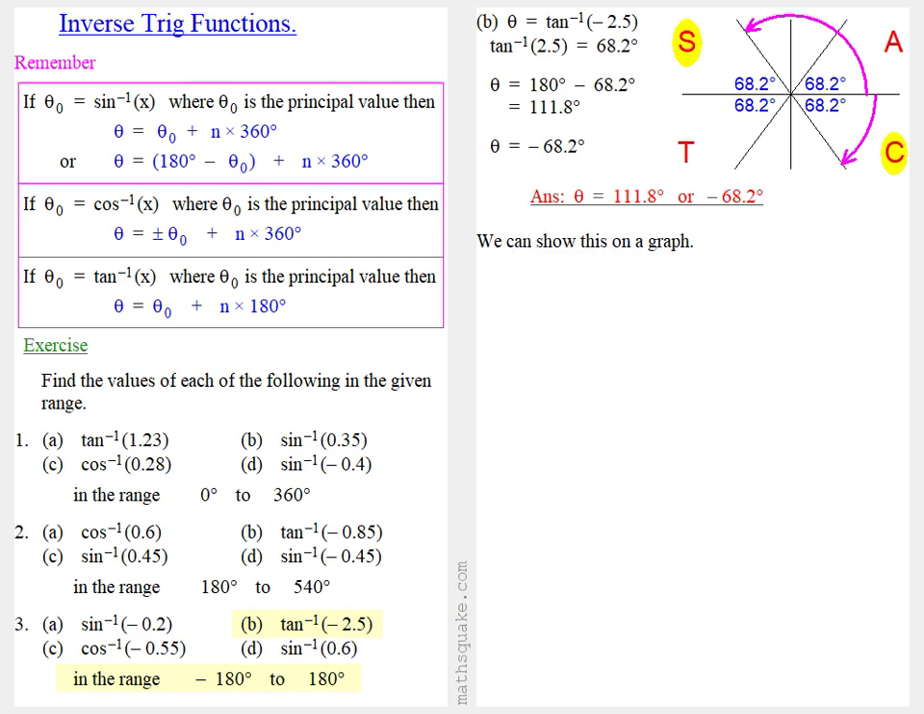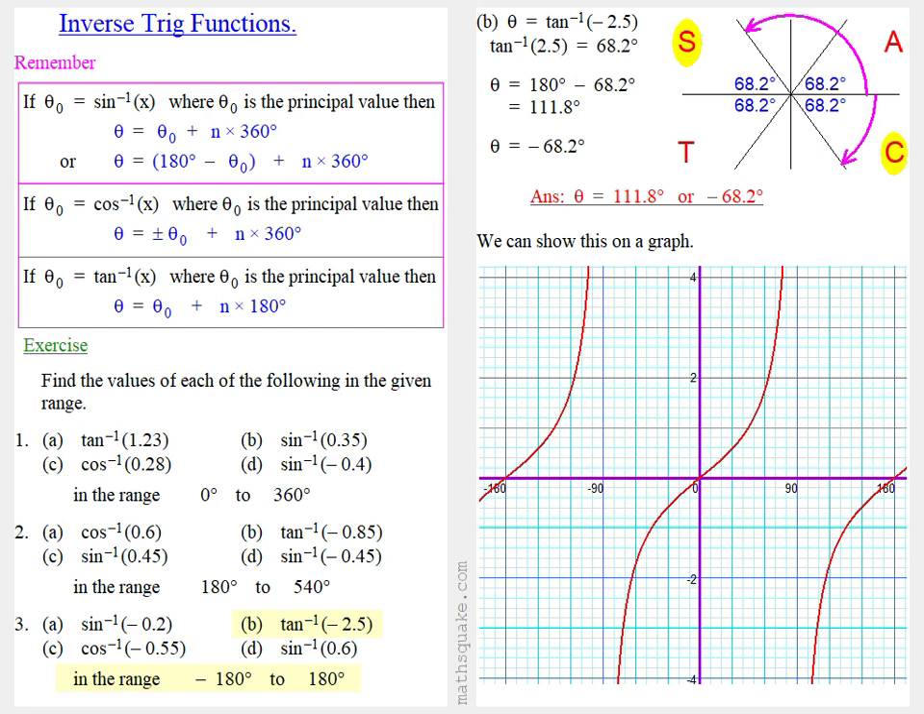Now we can check this up by drawing a graph. If we draw the tangent graph and then a line across at y equals minus 2.5, we see that the line crosses the graph at minus 68.2 and 111.8 degrees. This confirms our original answers.